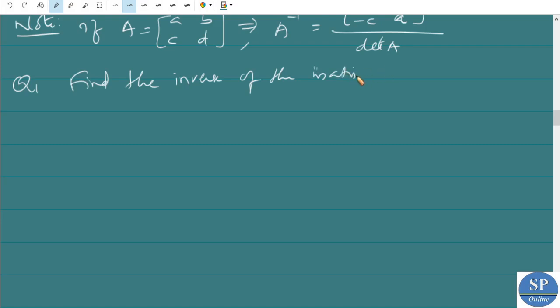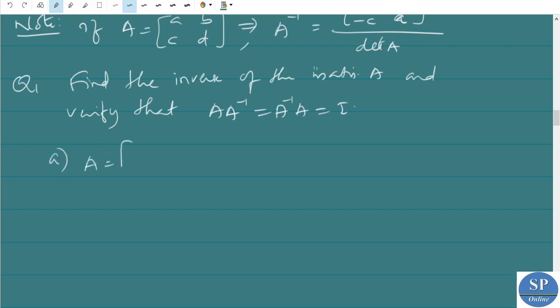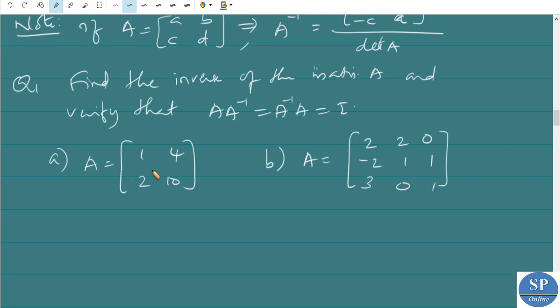and verify that A into A inverse is equal to A inverse into A is equal to I. In the first case, A is the 2 by 2 matrix 1, 4, 2, 10. Now the second question is the 3 by 3 matrix A equal to 2, 2, 0, minus 2, 1, 1, 3, 0, 1. So you just find the inverse of these two matrices by finding the adjoint.